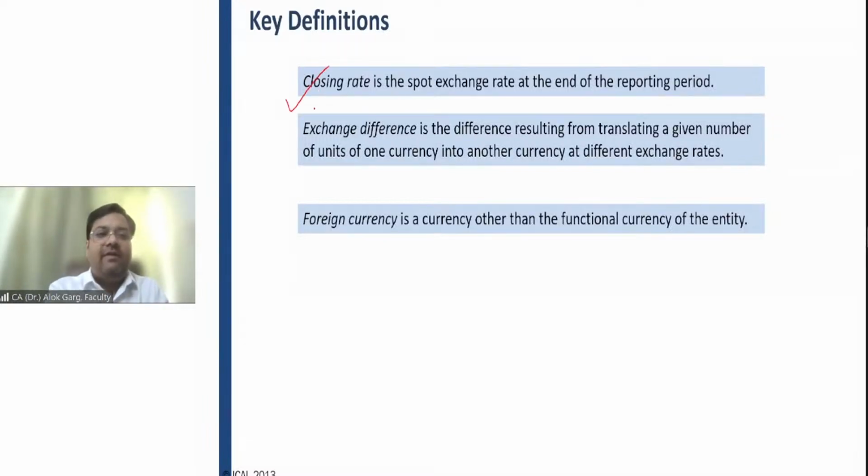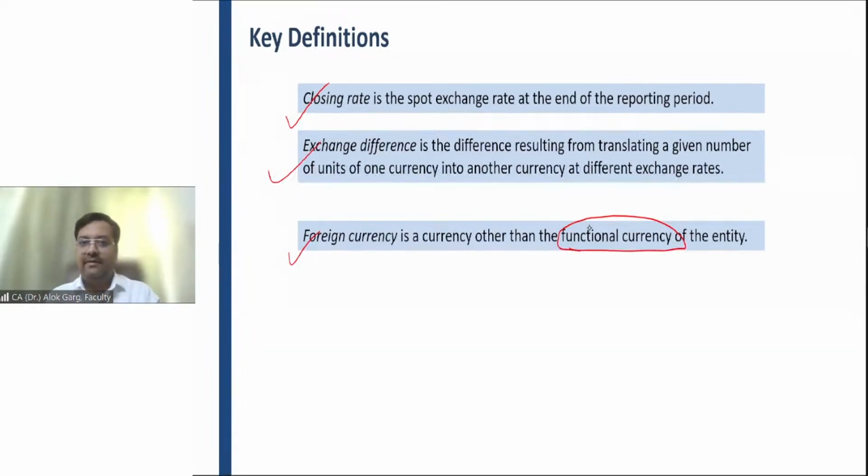Closing rate, you all are aware, closing rate is the spot rate at the end of the reporting period. Exchange difference is the difference resulting from translating one currency into another currency at different exchange rates, right? Foreign currency is a currency other than the functional currency. So जो भी functional currency नहीं है वो foreign currency है. That's all, right? जो भी foreign currency नहीं है, that is a functional currency.